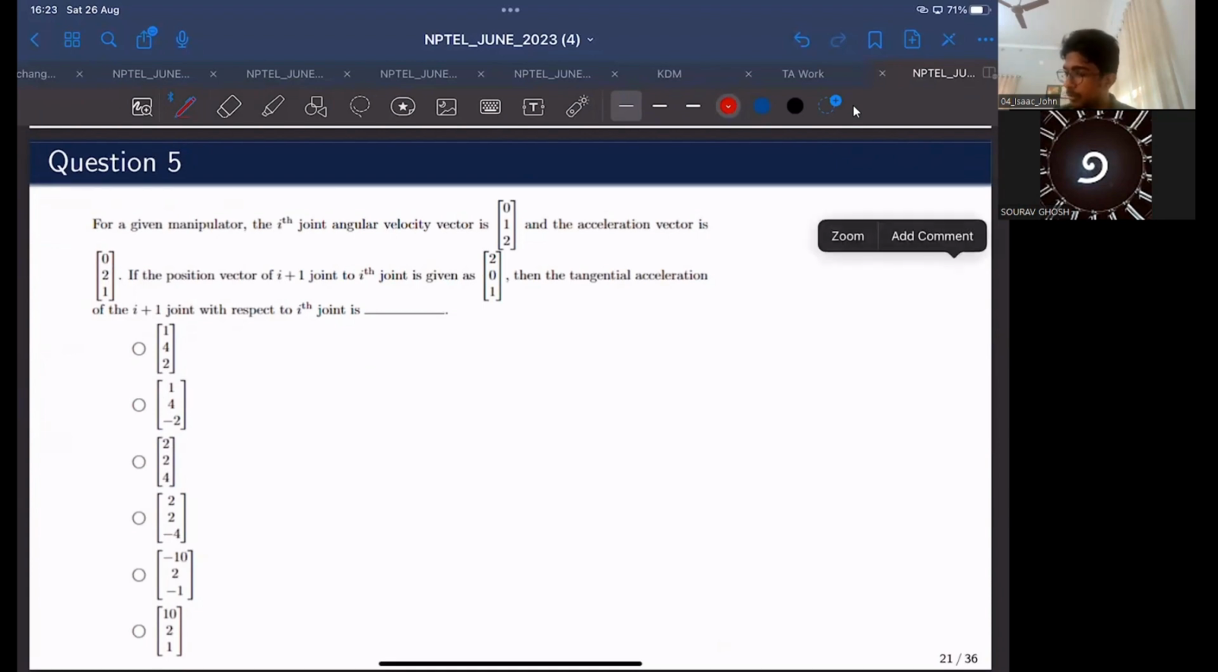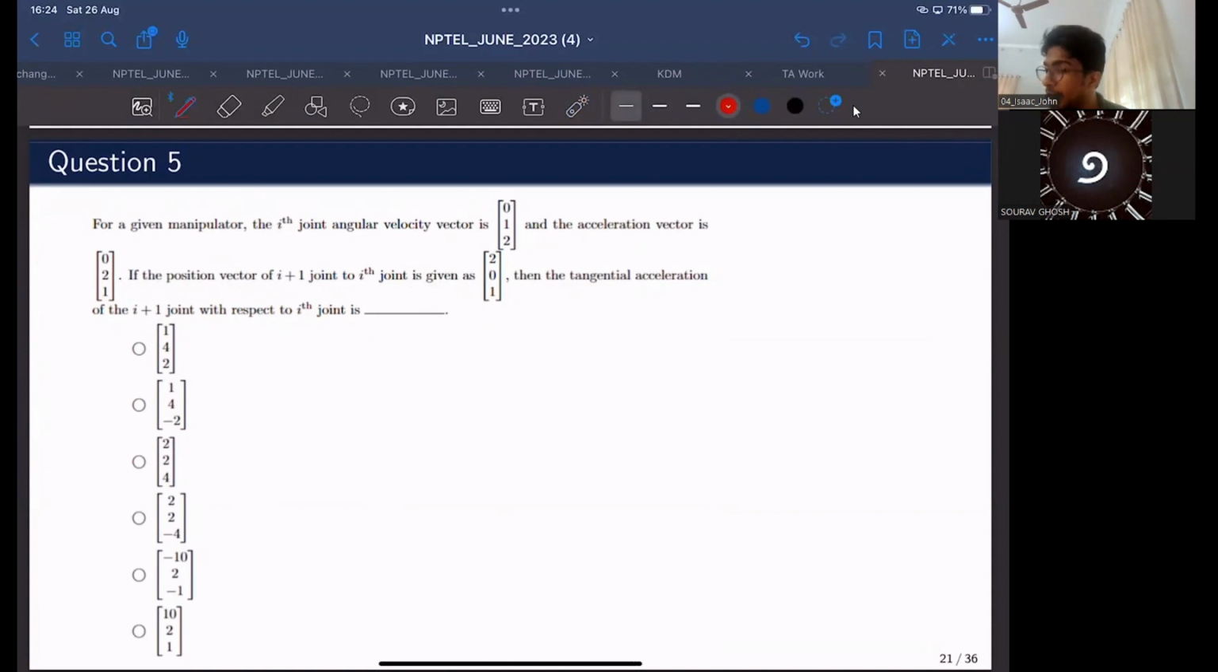Okay, so moving on to question 5, it says, for a given manipulator, the ith joint angular velocity is so and so, and the acceleration vector is again so and so. If the position vector of the I plus 1 joint with respect to the ith joint is given as so and so, then the tangential acceleration of the I plus 1 joint with respect to the ith joint is. It's a tricky question. We'll write these quantities one by one.